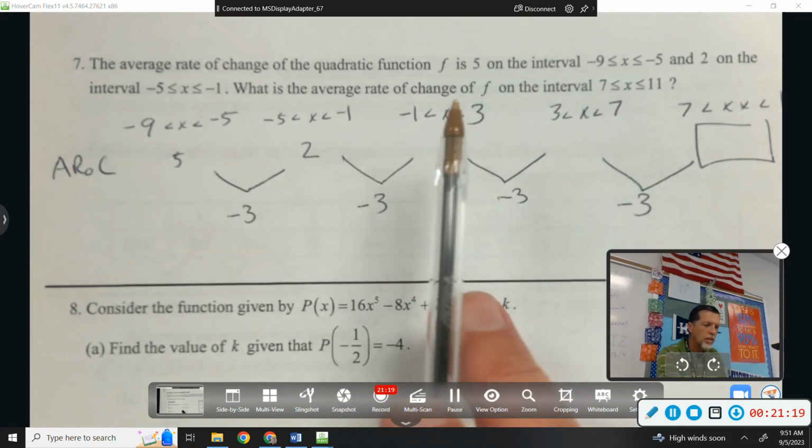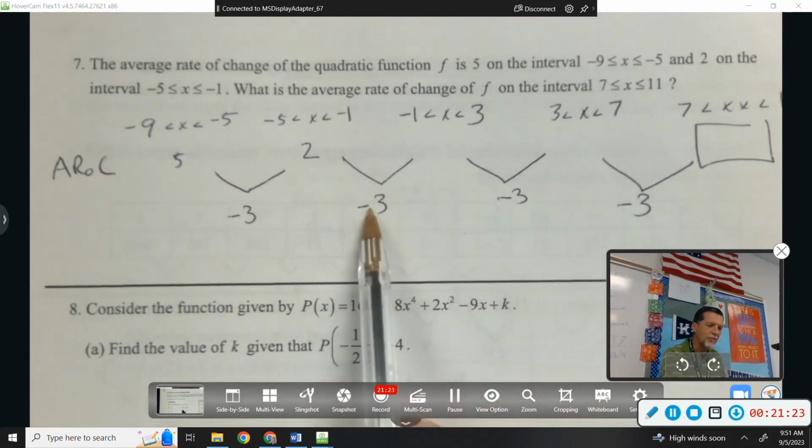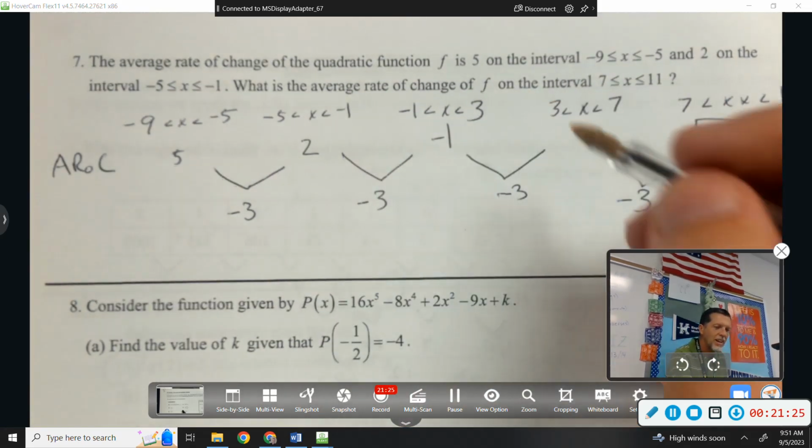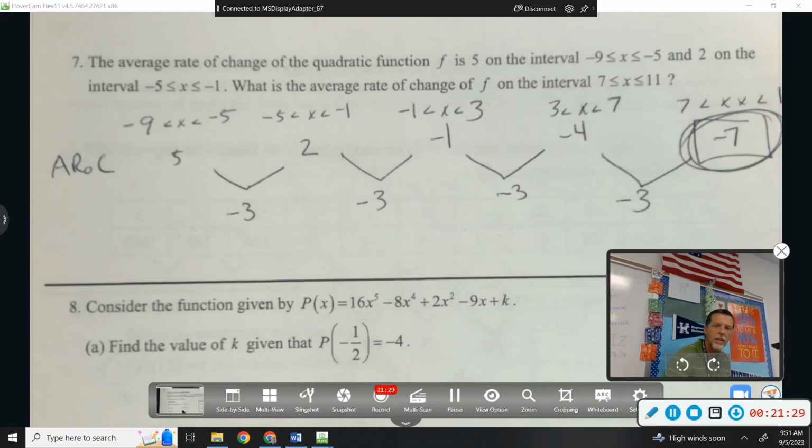So this difference would be negative 1. And this one would be negative 4. And this one would be negative 7. So it's kind of a pattern thing.